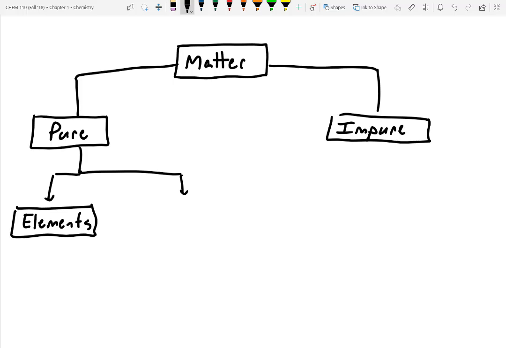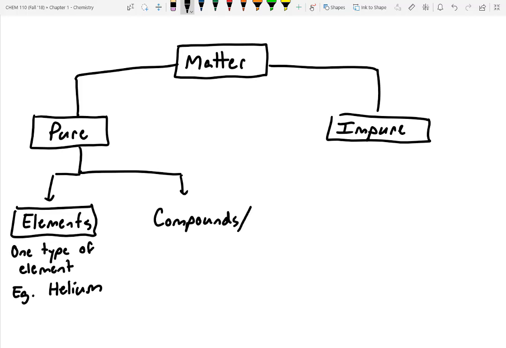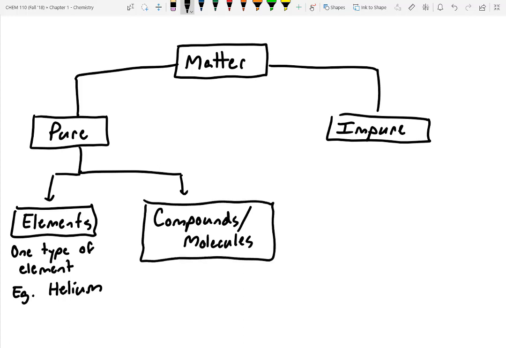So an example of this that many of you might be familiar with would be something like helium. So when you fill a balloon with helium, it is just full of a bunch of helium atoms floating around. Nothing else in there besides helium, for the most part. All right? Alternatively, we can have compounds or molecules. And what these are is some sort of combination of elements.